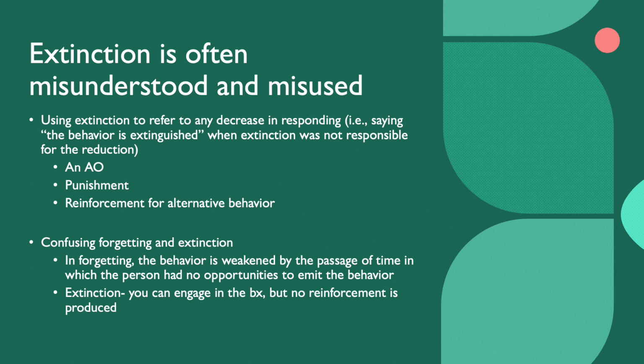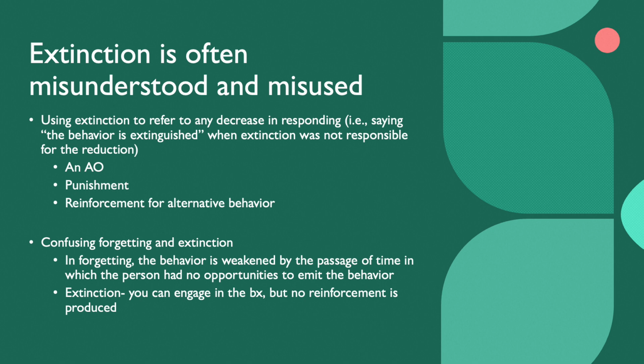So the first one says, using extinction to refer to any decrease in responding is one of the ways that extinction is often misapplied or misunderstood. So basically saying that the behavior is extinction when extinction wasn't even responsible for the reduction in the behavior. There are tons of procedures within behavior analysis that we can apply to help us reduce a behavior. Extinction is not the only one. Okay, so you want to, like I said, make sure that you're remaining conceptually systematic. Think about what procedure did I implement and what's the name that corresponds with that procedure.